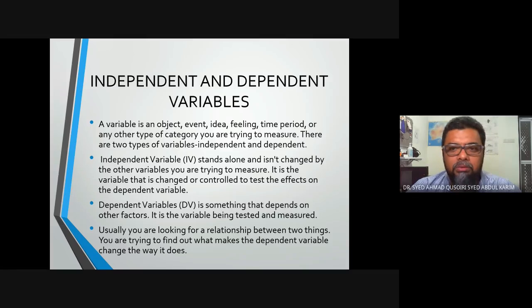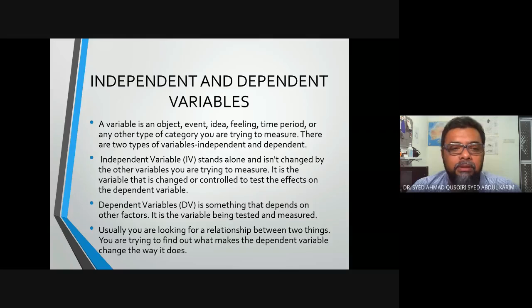So when we have two variables, what we are looking for is not just describing those two variables independently, but also to identify the relationship, if any, between those two variables. So this is what is unique about bivariate analysis in comparison to univariate analysis. So first of all, we have to entertain the idea of a variable.